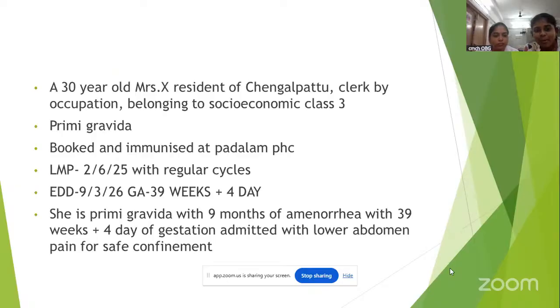A 30-year-old Mrs. X, resident of Chengalpet, clerk by occupation belonging to socio-economic class 3, primary gravida, booked and immunized at Padaram PHC. LMP was 2/6/2025 with regular cycles, and EDD was 9/3/2026 with gestational age of 39 plus 4 days. She is a primary gravida with 9 months of amenorrhea with 39 weeks plus 4 days of gestation, admitted with lower abdomen pain for the safe confinement.